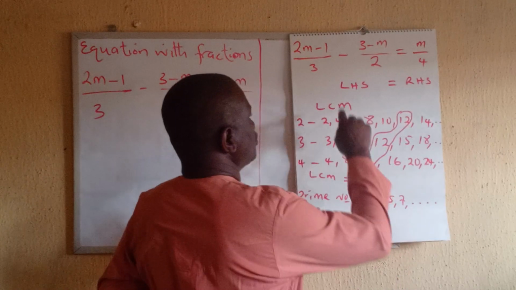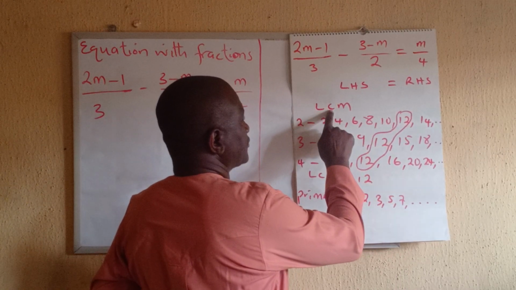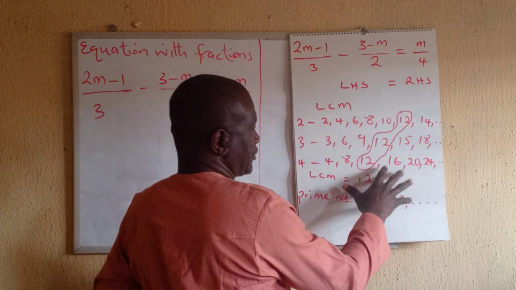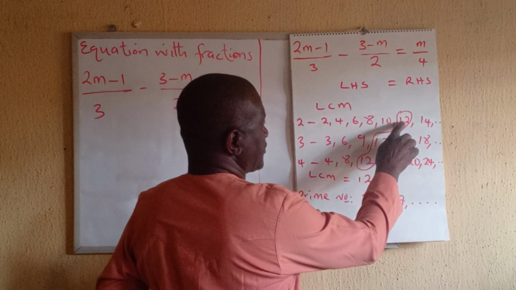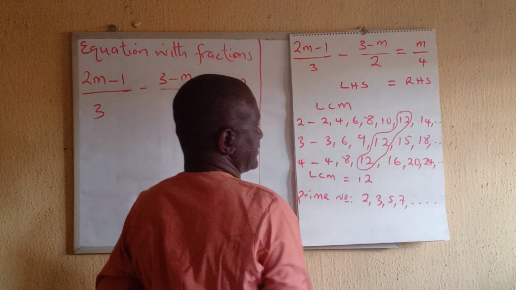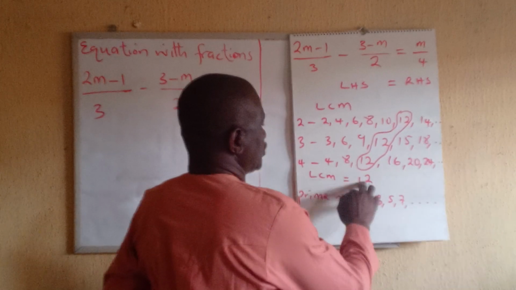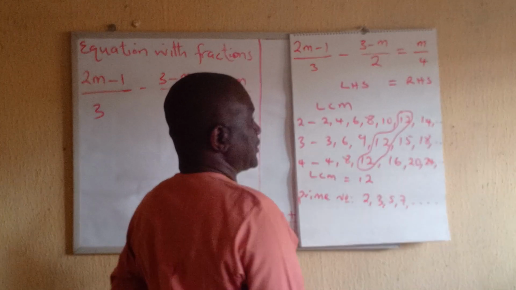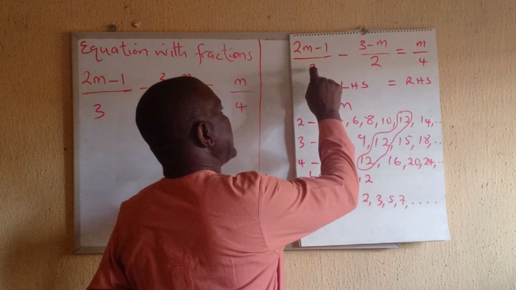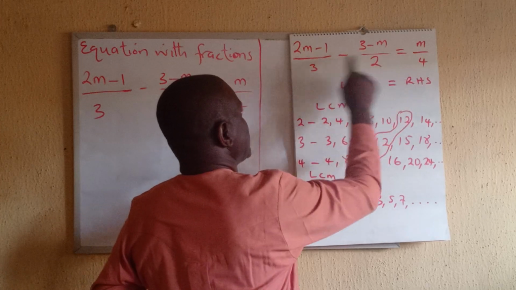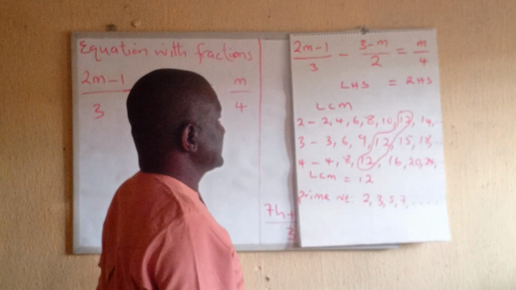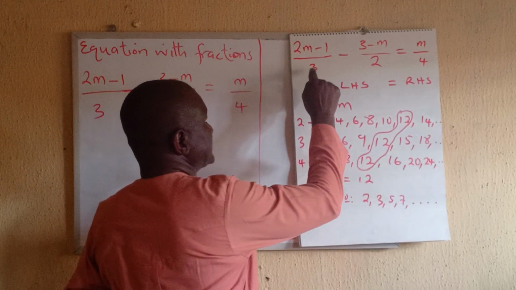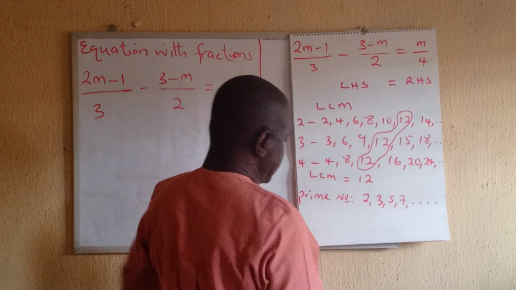So which number is the lowest and is common among the multiples? If you look at it, 12 is the lowest and is common, is here and is here and is here. So 12 is the LCM. Why are we looking for the LCM? Because we want to clear this denominator, and you can only clear it by having a number that can represent these 3, 2, and 4, which is the LCM.